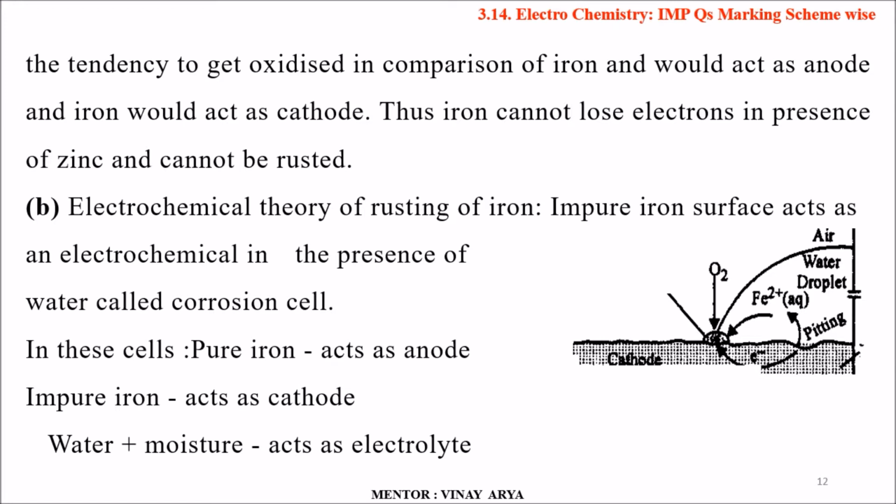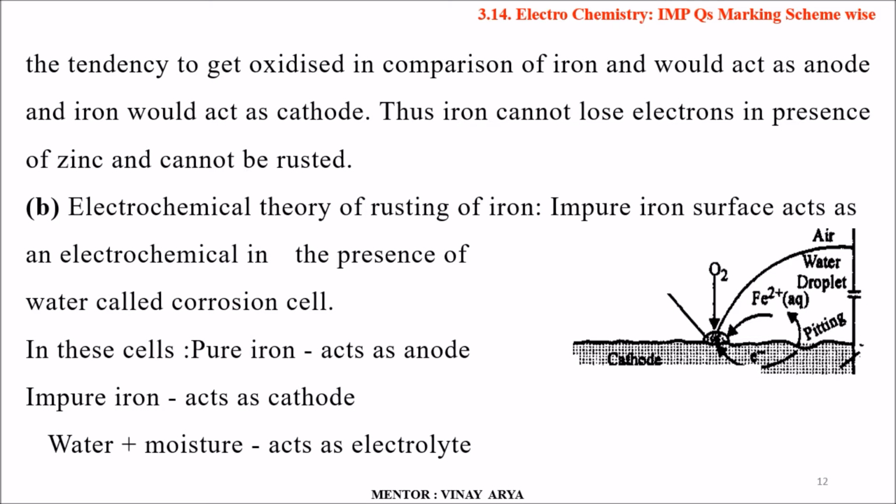Coming to the second part, the electrochemical theory of rusting of iron. Over here in the diagram you can see the layer where cathode is written. This cathode is nothing but the metal where the rusting has started, and then you can see the bubble of air and water droplet is formed there where oxygen is absorbed. So this is a diagram.